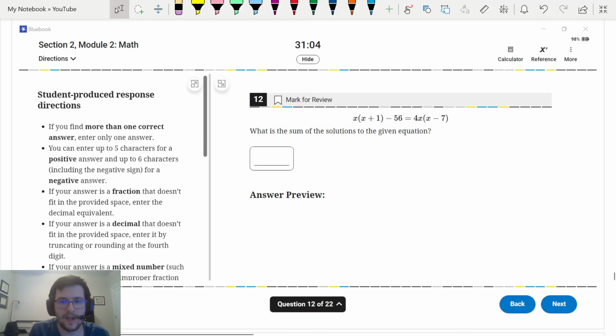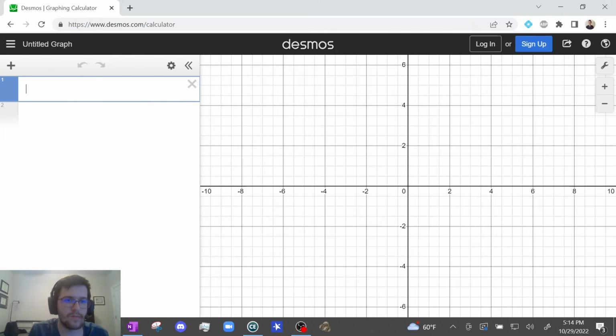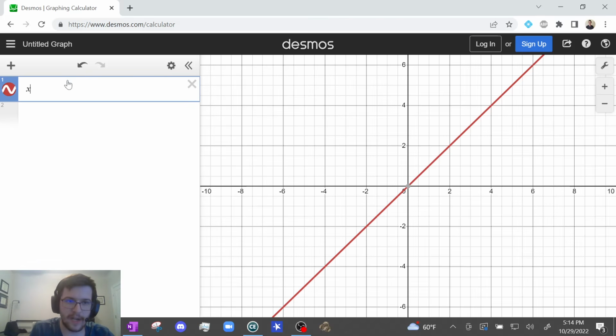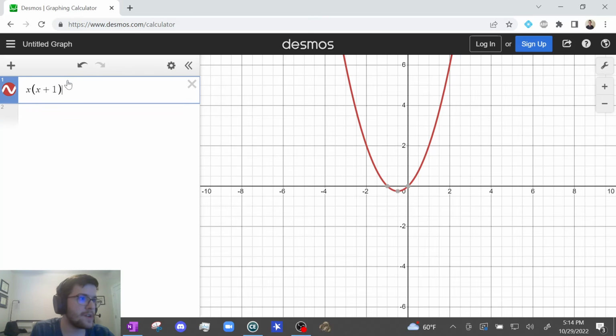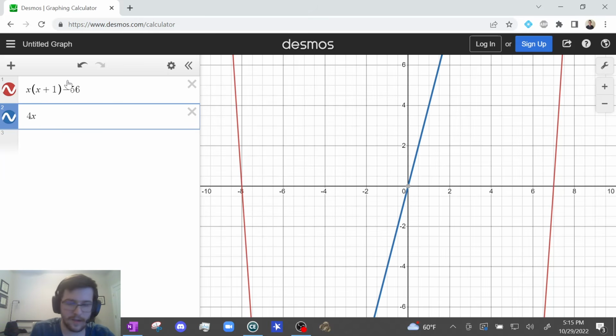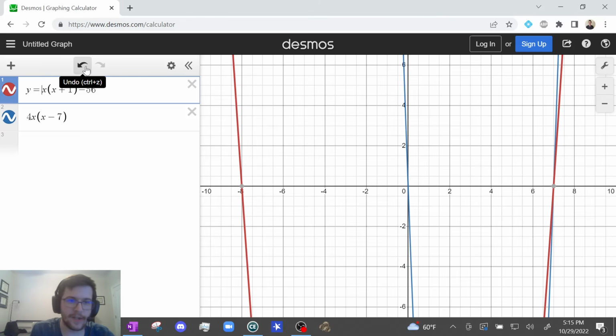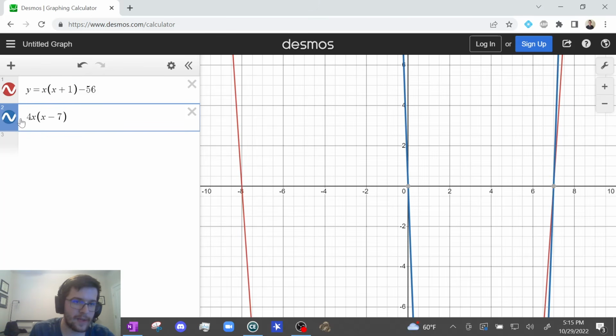Okay, so for this one, I can just type in the left side of the equation and the right side of the equation into Desmos. You could also use a graphing calculator. So x times x plus 1 minus 56. And I could also type in 4x times x minus 7. If you want, just to be consistent with before, you could do y equals, if that makes you feel better.